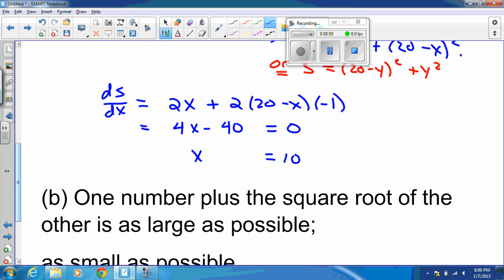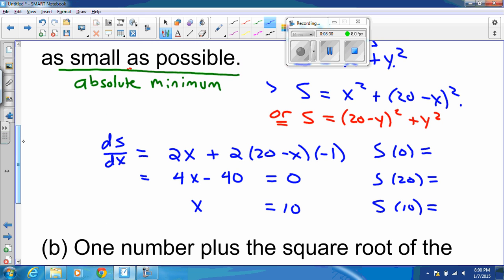Having found the critical points, we are ready to evaluate s at each of its critical points plus its endpoints. Here are the endpoints. x can be no larger than 20, and it can be no smaller than 0. And here's the critical point right here. And we're going to plug our critical points and endpoints into the function s. Please remember that you are not plugging into s prime, but into s.